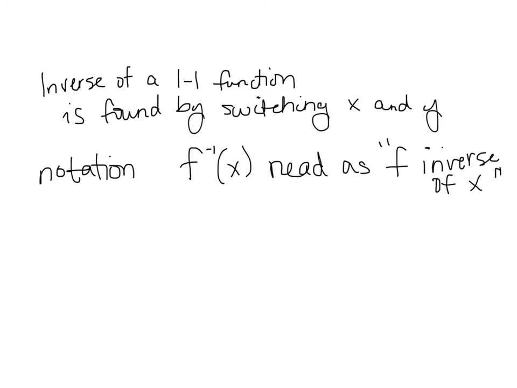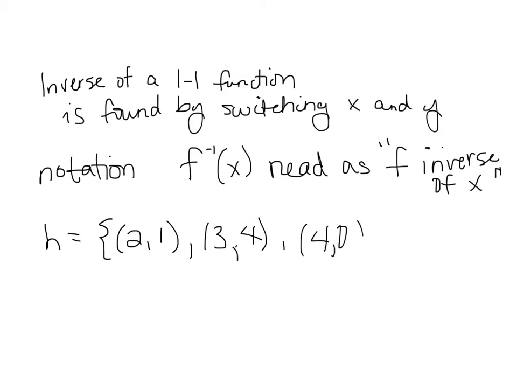So let's consider the function h of x. And h of x, or h, is equal to (2, 1), (3, 4), and then the last ordered pair is (4, 0). So the first thing I want to know, is it 1 to 1? And the answer is yes. It's 1 to 1 because none of the y values repeat.